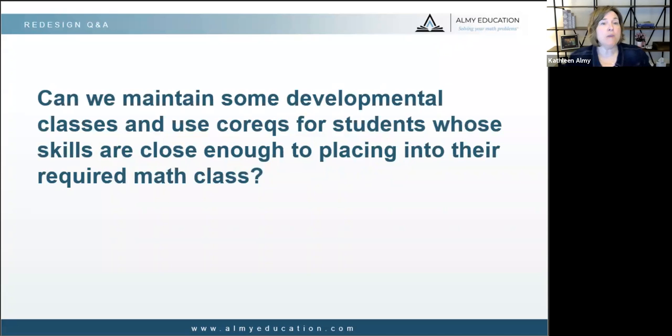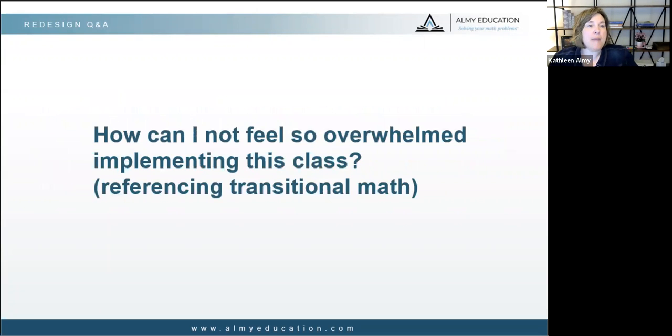Can we maintain some kind of developmental class or some developmental classes and use co-reqs for students whose skills are close enough to placing in their required classes? I believe you can. And if you are in Illinois, we're going to get to the Illinois questions more in a second, the law will allow you to as well. So if you're wondering, can I even do that and still be in compliance? Yes, you can.